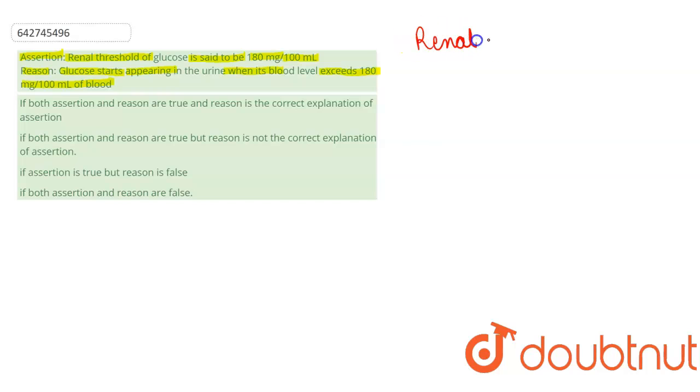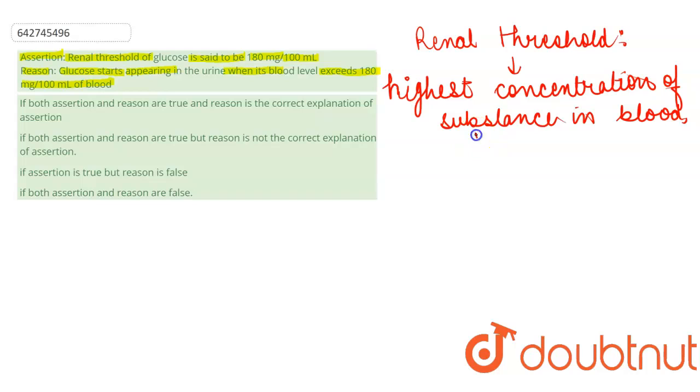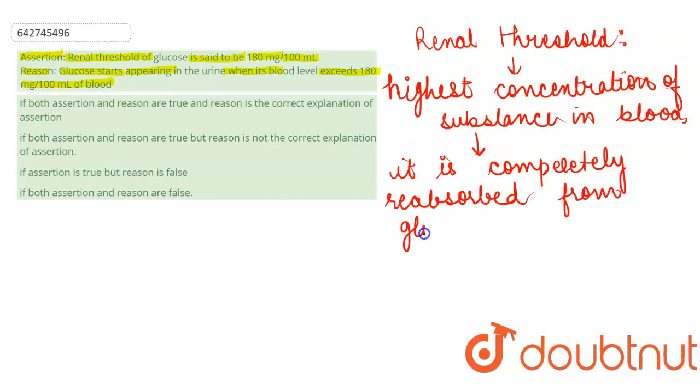So firstly we talk about renal threshold. The renal threshold of a substance is the highest concentration of that substance in the blood up to which it is totally reabsorbed. So up till the renal threshold value, the substance is completely reabsorbed from the glomerular filtrate. So this was about the renal threshold value.